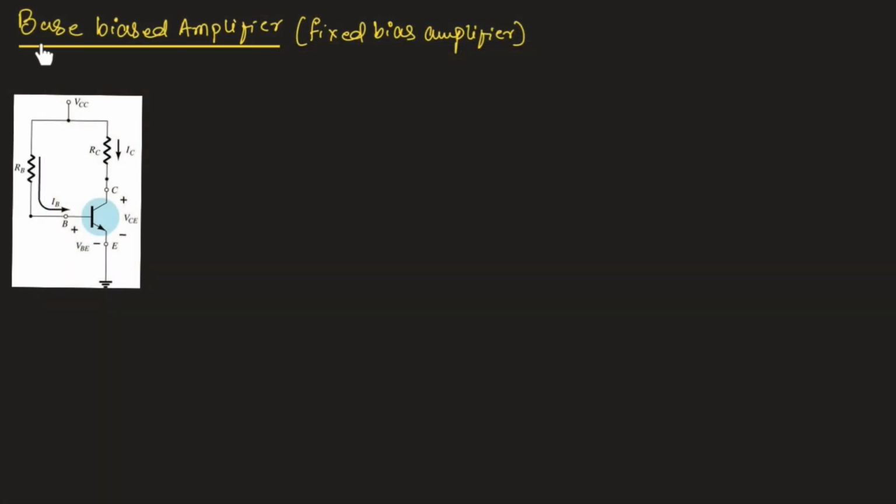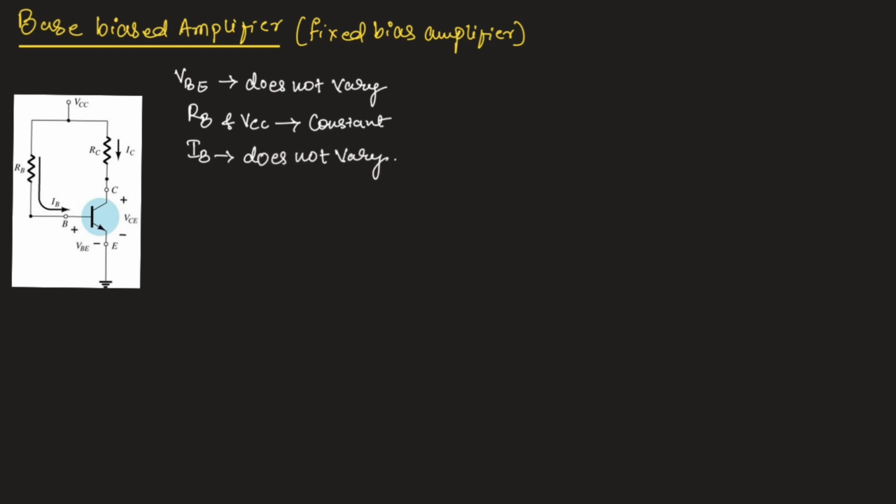In this lecture, let us understand base bias amplifier, which is also known as fixed bias amplifier. This is the circuit for base bias amplifier. In this circuit, for a given transistor, the voltage VBE does not vary and the resistor RB and DC voltage VCC are constant, hence the current IB also does not vary. If IB doesn't vary, then the current IC will also not vary.